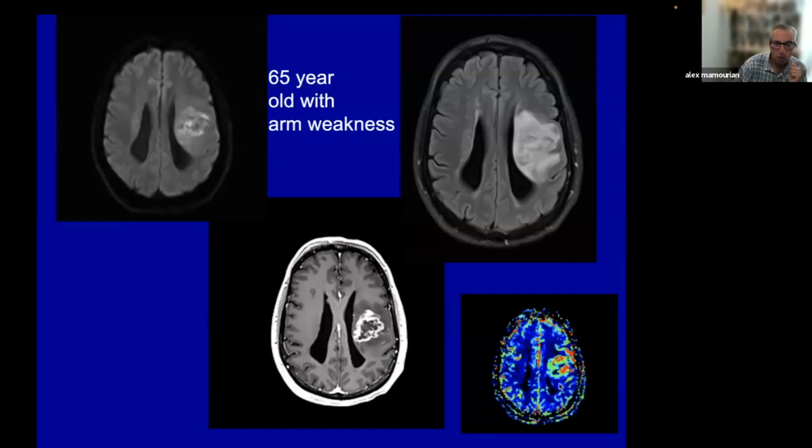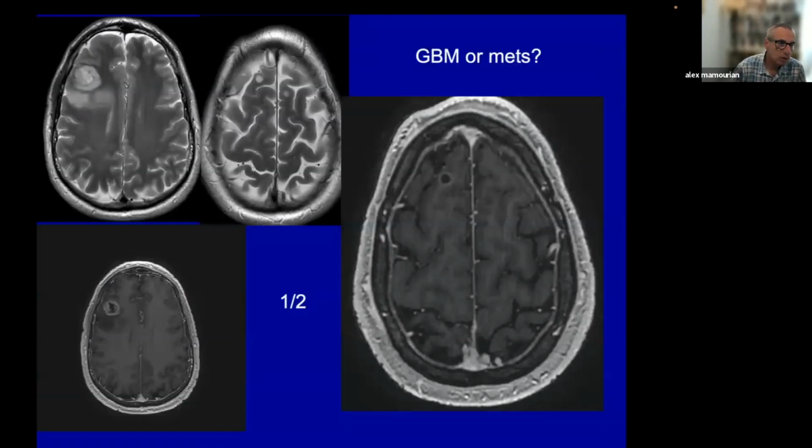But I just wanted to show you, this is a patient where we did have MR perfusion, and notice the high signal intensity here, indicating an elevated relative cerebral blood volume when you compare it to the contralateral white matter. Now, that feature favors the diagnosis of glioblastoma, but there's another feature I want to show to you. Let's see, in this patient.